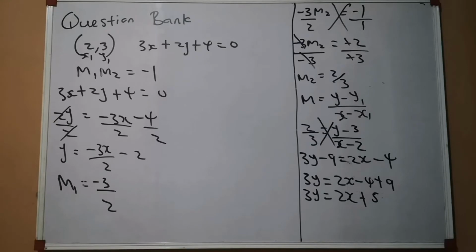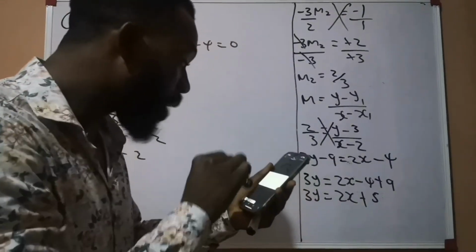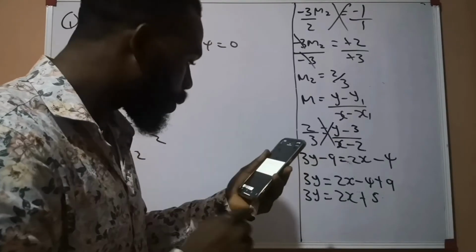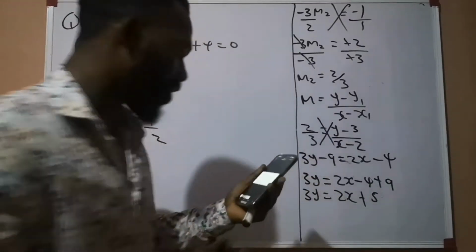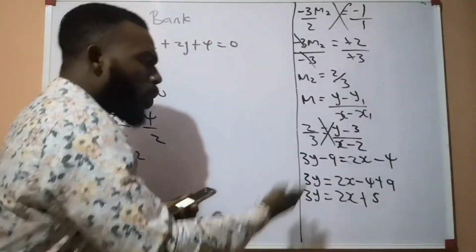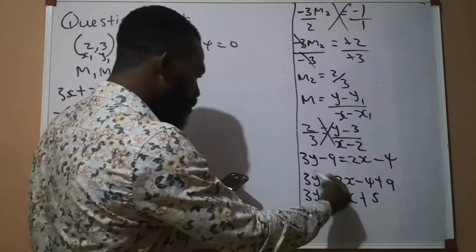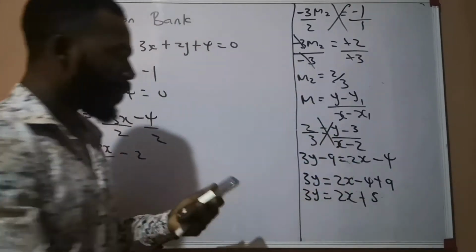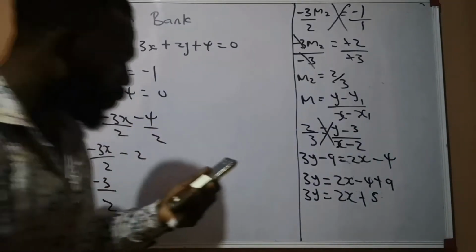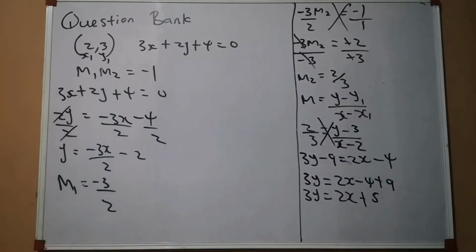Now, without wasting time, first of all, let us see if there is an option that fits this question. If you take a look at the options given in that question, option B fits, which is 3y is equal to 2x plus 5. Now, it could be that in some cases, they choose to make y the subject of the formula, and it means I'm going to divide both sides by 3. But since we have something like this in the option, this becomes the answer to that question.